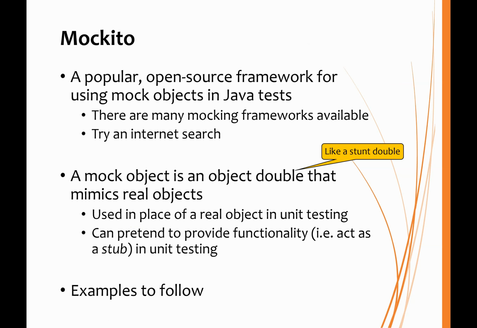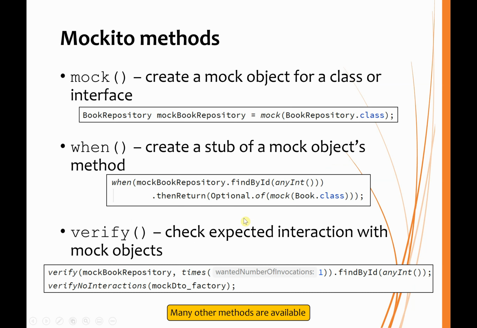It's a popular open source framework for using mock objects in Java tests. What's a mock object? Well, it's this concept of an object double. Think of a stunt double in the film industry. An object double is like that. It mimics the real object, and we can use it in place of the real object in a unit test, and it can pretend to provide functionality, which is known as stubbing, in a unit test, and we'll see some examples.